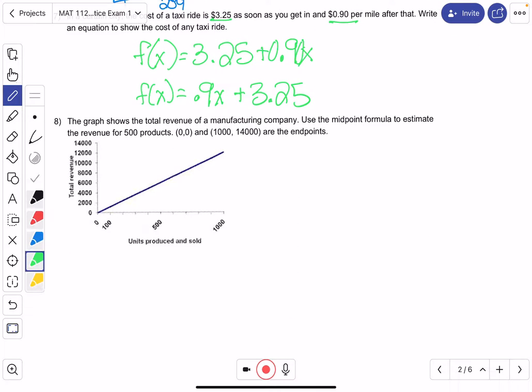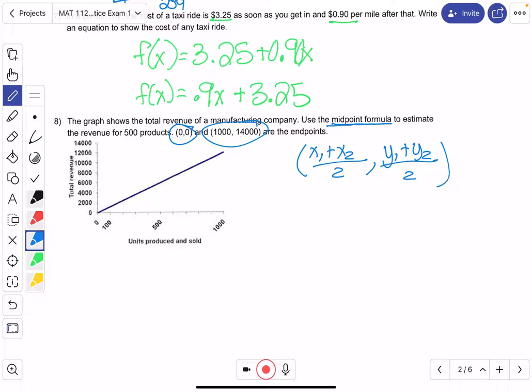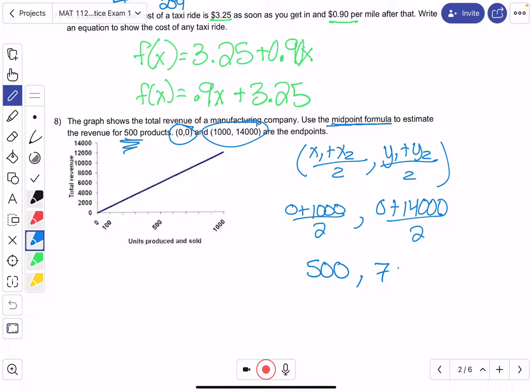For number 8, it wants us to do the midpoint formula. So we're going to use the 2 points that it gives us. And our midpoint formula is finding the averages of each coordinate. So if we start with the x's, 0 plus 1,000 is 1,000. Divided by 2 is 500, which is good. We're looking for 500 products. And if we do the y, 0 plus 14,000 is 14,000. Divided by 2 is 7,000. So our total revenue is going to be $7,000. So that's number 8.